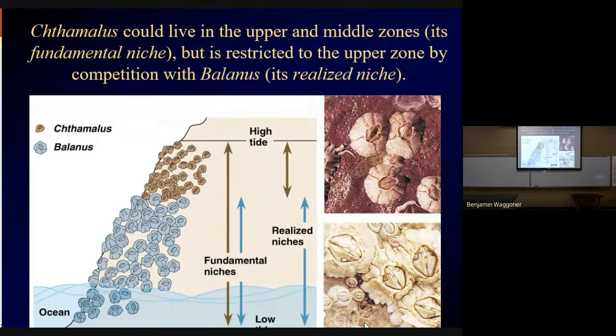Cathamulus has a wide range of conditions under which it's capable of growing, but only a narrower slice of those conditions where it actually does grow. Part of where it's capable of growing, it can't grow because of competition with Balanus. So that's the difference between a fundamental niche and a realized niche. As we used to say in my undergrad ecology class, life's a niche, and then you die.